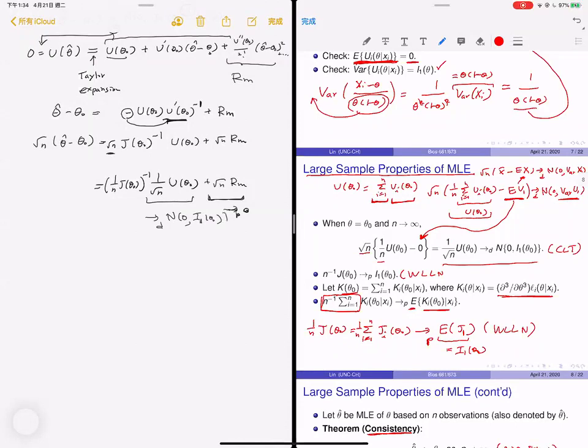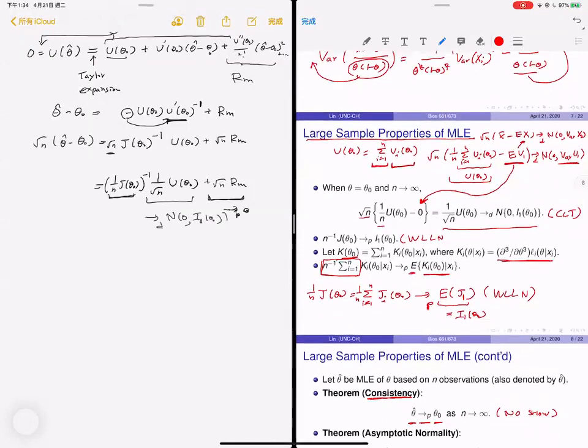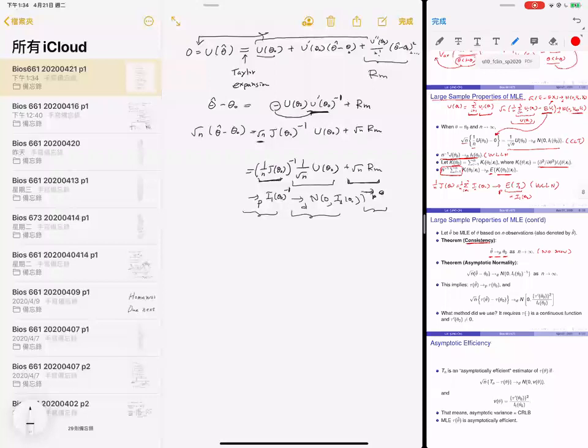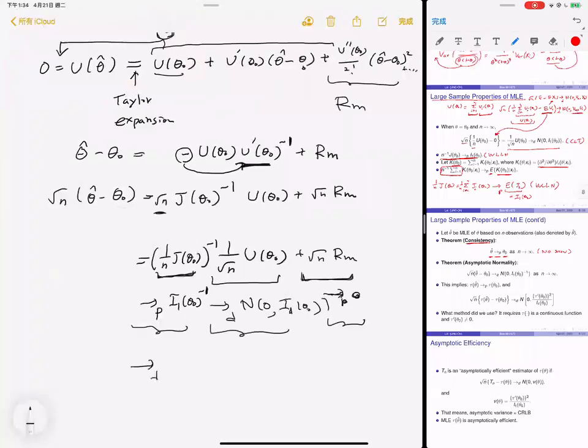Okay, then how about this guy then? 1 over n j theta right here. This guy goes in probability to I1, and don't forget about the inverse. Making sense? Okay. So it goes in probability. Eventually the whole thing goes to where? Eventually goes in distribution, right?